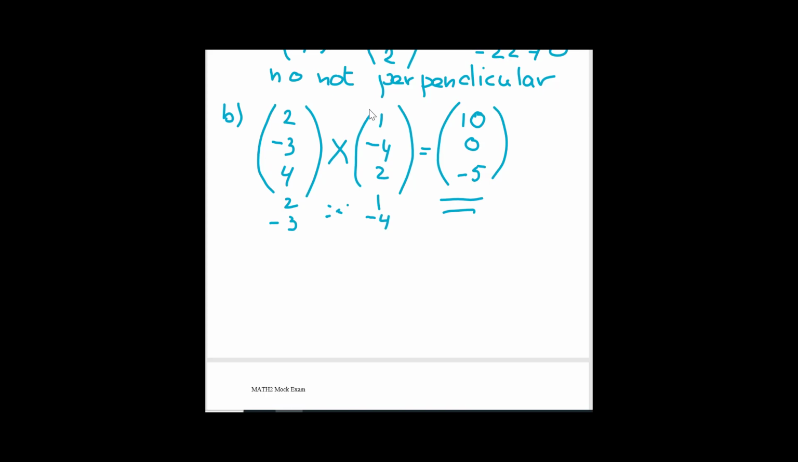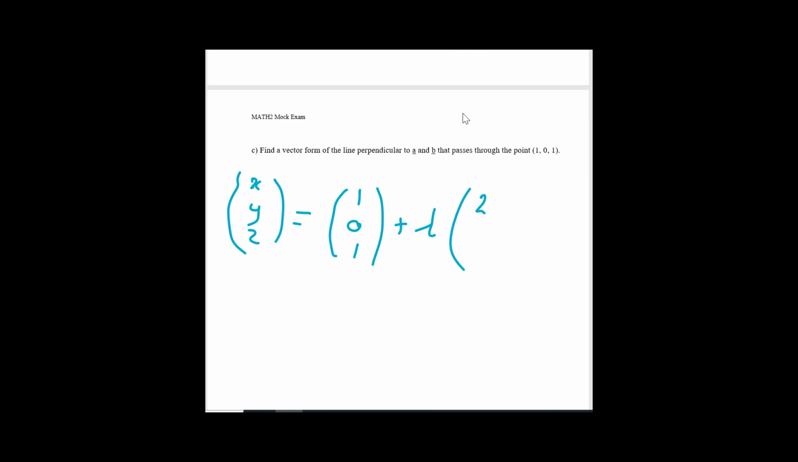Let's simplify this one. Any division or multiplication of this vector would also work. So let's divide it by 5. Then we get (2, 0, -1). And that's the answer, a vector form of a line perpendicular to A and B. Just use the cross product to find a vector perpendicular. We have a starting point given with this (1, 0, 1), and that's it.